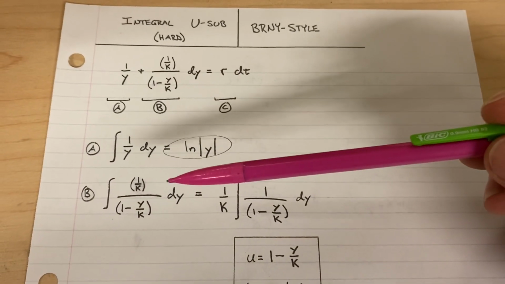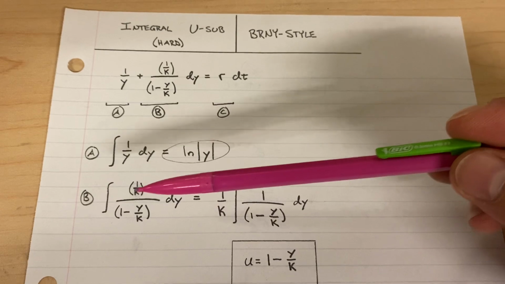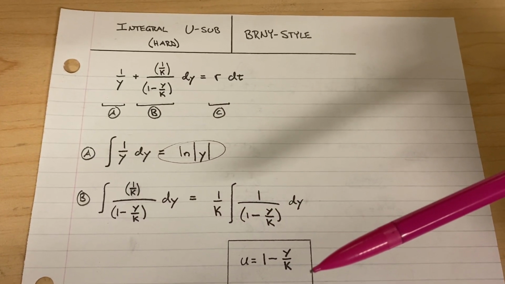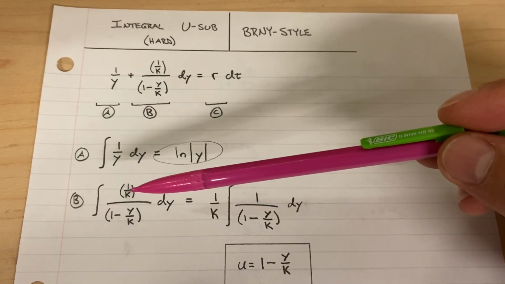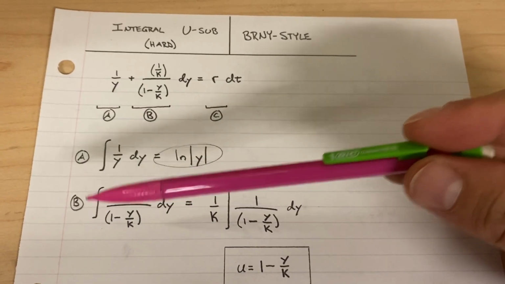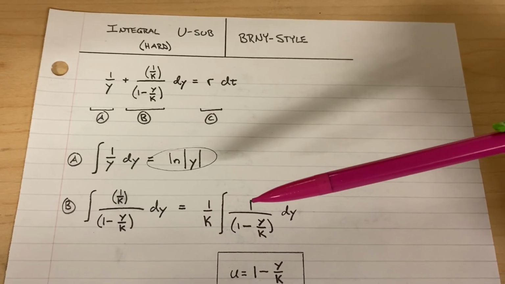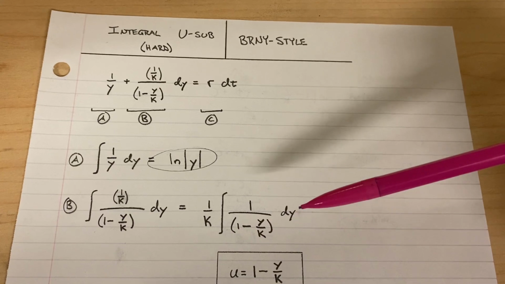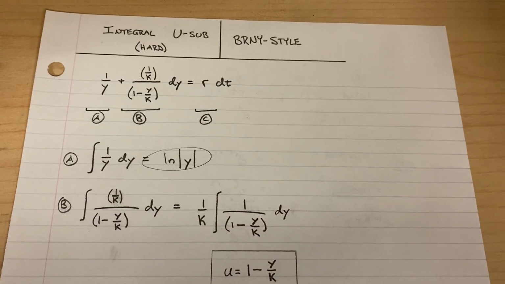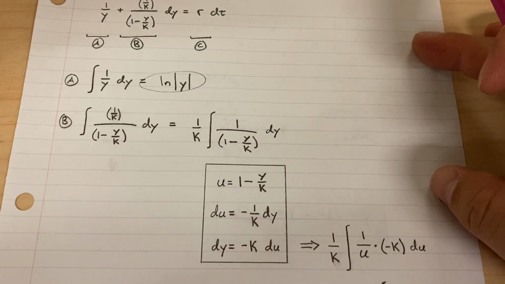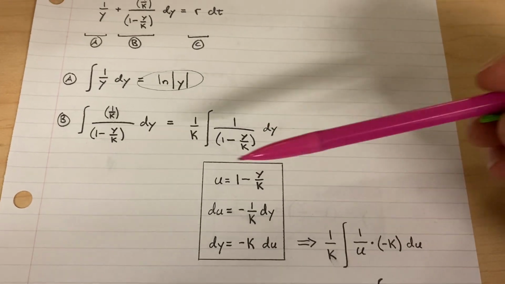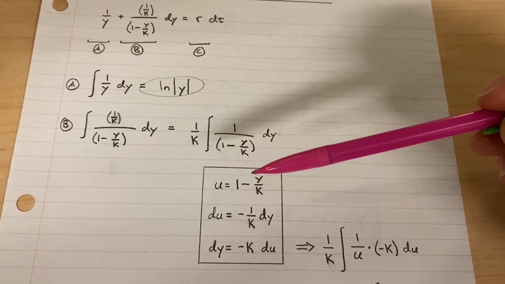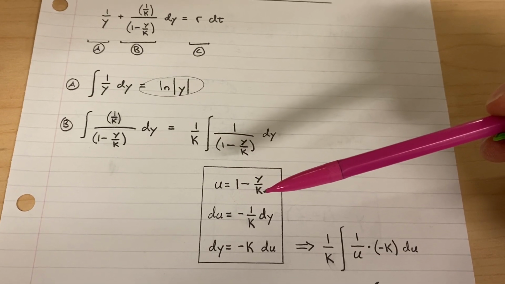And now component B, we have the integral of 1 over k divided by 1 minus y over k dy. Let's get into this one. Let's pull that 1 over k out of the integral because that's our constant, and that's going to leave us with the integral of 1 over 1 minus y over k dy. This is a great opportunity for the u sub right here. So let's go ahead and make u equal to this entire expression right here. U is equal to 1 minus y over k.